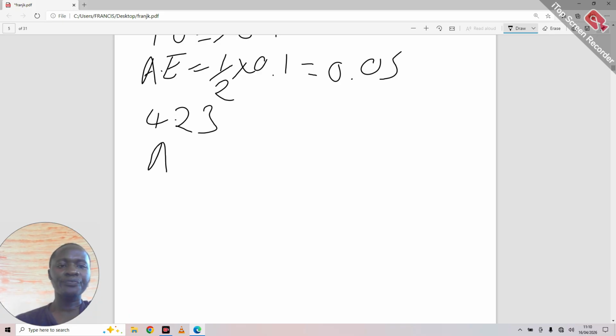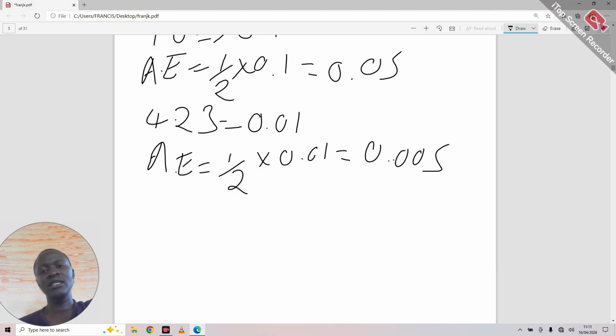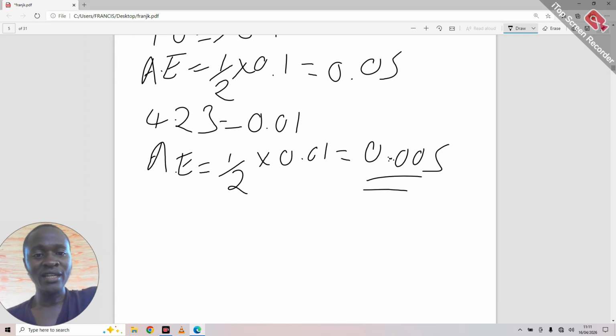Let's check on the last one, that is 4.23. The accuracy there is 0.01. The absolute error is a half multiplied by 0.01, giving us 0.005. That is it, guys. Now, an examiner will not just ask you to get absolute error. Rather, the examiner will want you to get the maximum absolute error and the minimum absolute error.